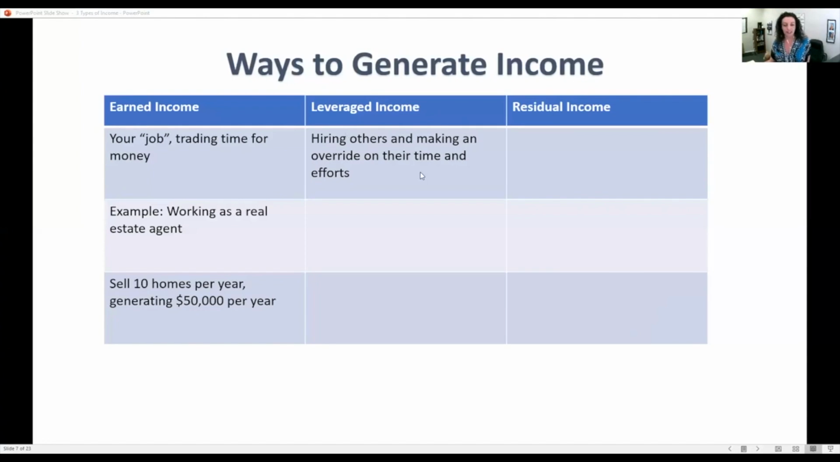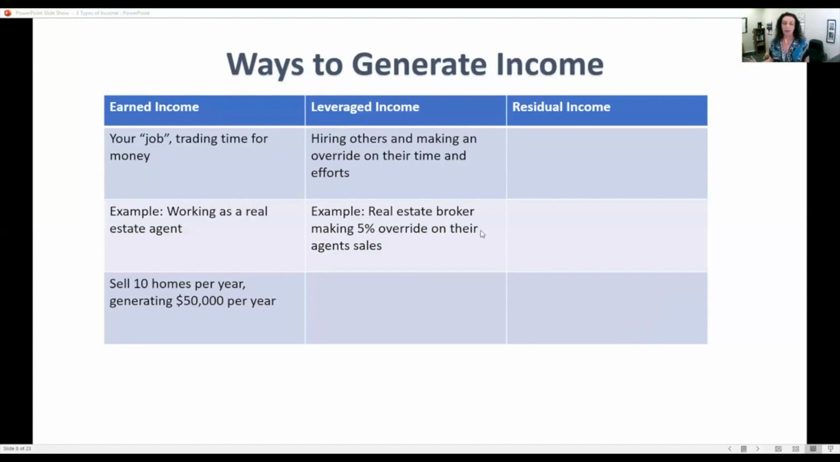But as you're maturing and growing with this, now you want to start looking at items like leveraged income. That's where you're hiring other people and making an override on their time and effort. Even if you just hired an assistant and all of a sudden it's freeing up hours in your day so that you can go out and make more money, that's considered leveraged income.